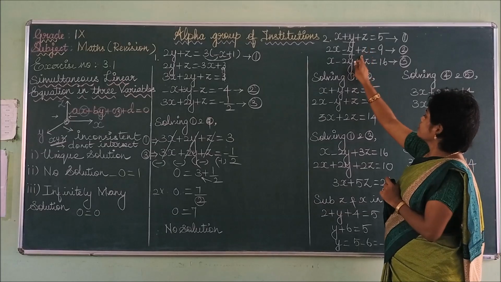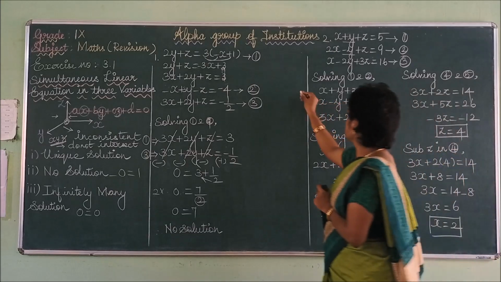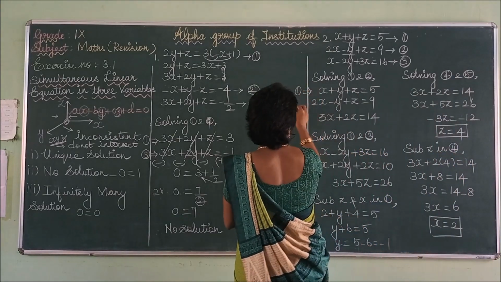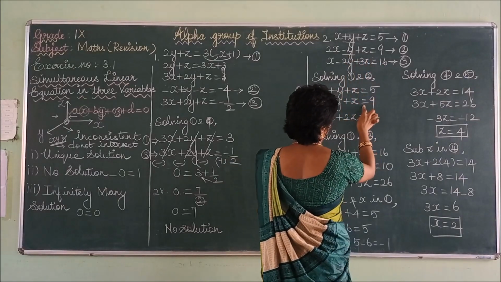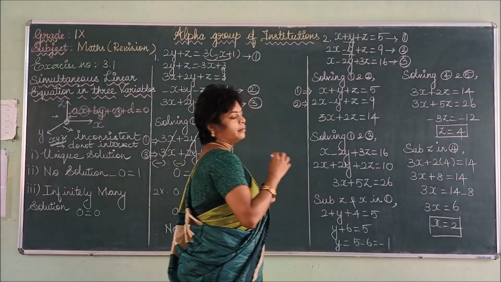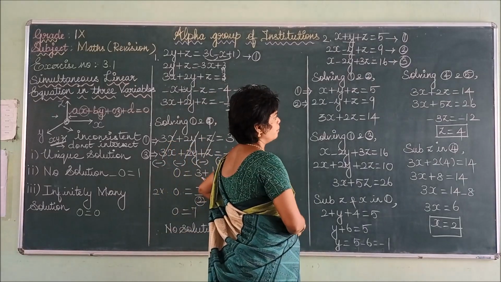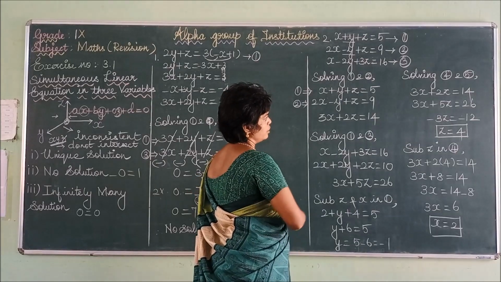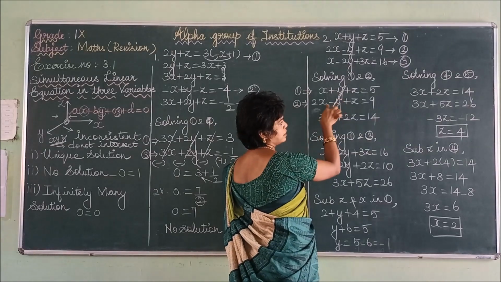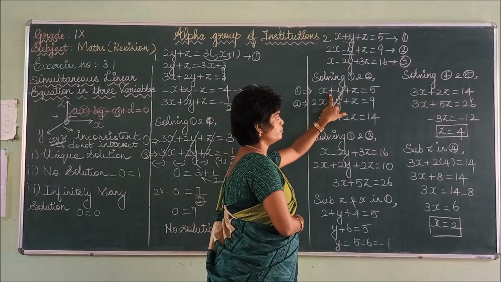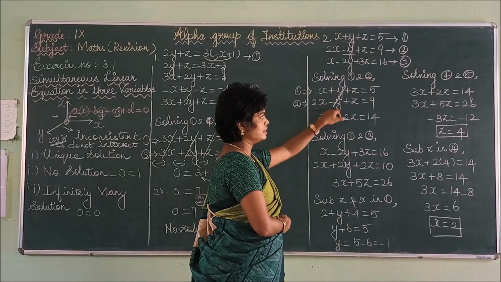So take the first 2 equations. What are the 2 equations? x plus y plus z equal to 5 is the first equation, and the second equation is 2x minus y plus z equal to 9. So look at the values. In the above first equation that is plus y, below the value is minus y. So you can cancel those values. If you are cancelling those values, what is the result? Without changing the sign, it gets cancelled, because the above one is positive and the below one is negative. We can cancel those terms without changing the sign.